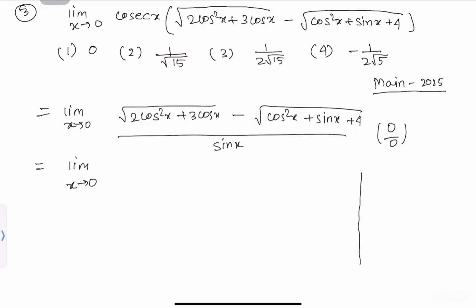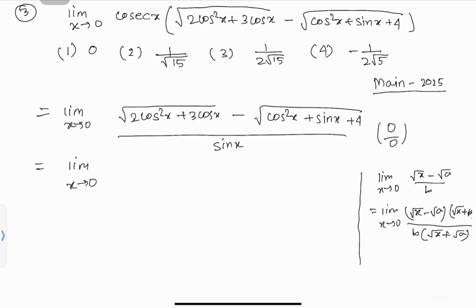Okay, I am giving a demo here. Assume I have limit x tending to 0 of (root a minus root b) divided by something. I try to multiply root a minus root b by root a plus root b, and also the denominator by the same. I think you know this process. In the numerator and denominator, I am multiplying with the positive sign. So the numerator becomes a minus b, and the remaining part as it is.